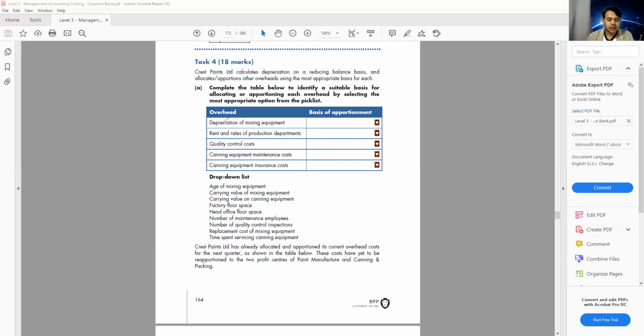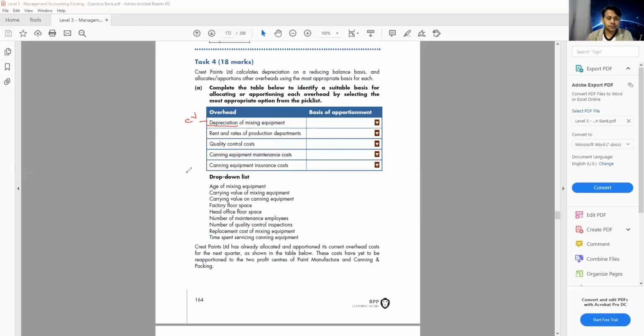Okay, so the first one here we have is depreciation of mixing equipment. Depreciation is always relevant to the carrying value of the equipment. Remember that? Depreciation is always relevant to the carrying value. Now, as the question specifies the mixing department, we have to look for the carrying value of the mixing department. We cannot take the carrying value of the whole equipment. We'll take only the carrying value for the mixing department.